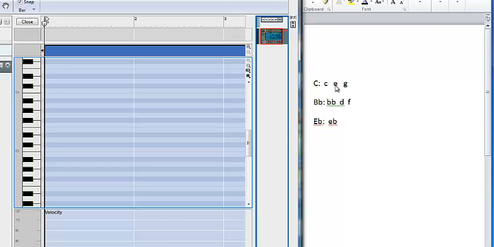Alright, so let's do that with the E note. Right, that's the second note in the C chord. So we have E. We will count up 3. 1, 2, 3. That's a G. So we know that there's a G in an E flat.